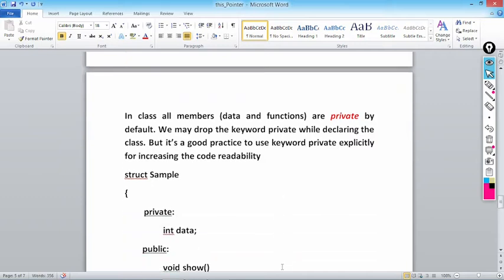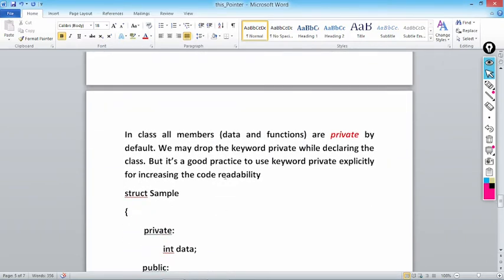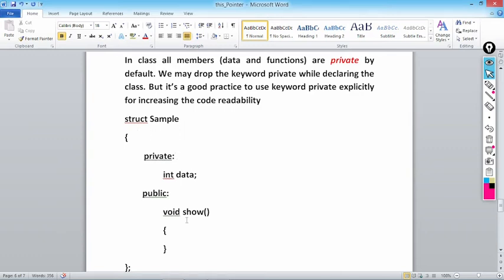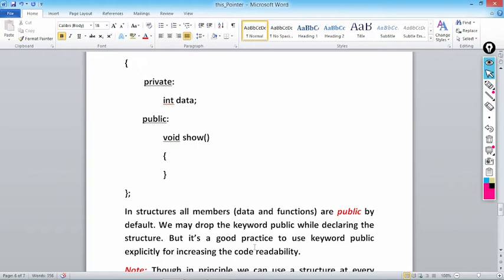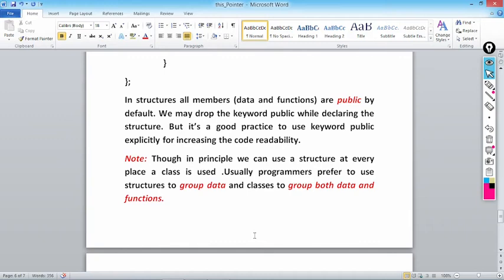Same thing if we talk about structure. What is struct? Struct is a keyword. Struct sample, private int data, public void show. The only difference is in place of class we are writing struct here. Otherwise everything is exactly the same. In structure, all members, whether data member or member functions, are public by default. We may drop the keyword public while declaring the structure, but it's a good practice to use the keyword public explicitly for increasing the code readability. Same as classes. Note, which is very important: though in principle we can use a structure at every place a class is used, whether we are talking about classes, inheritance, or anything.